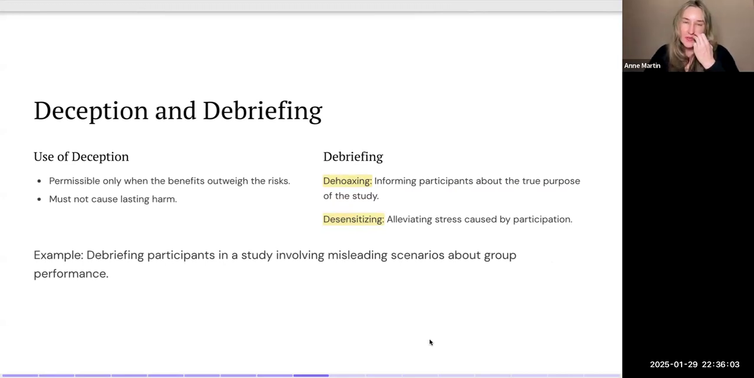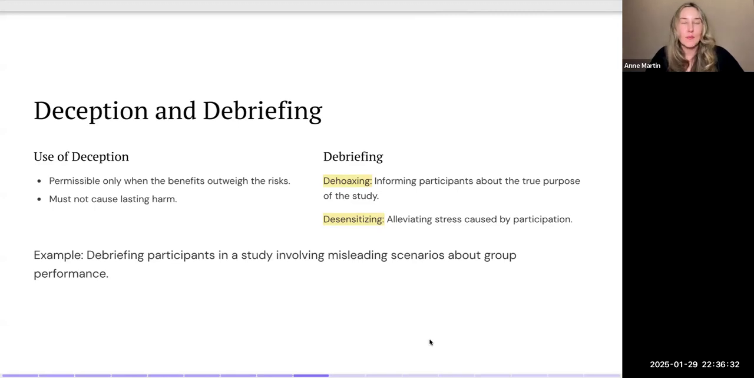So I mentioned in the informed consent, the researcher needs to tell the participant what the purpose of the study is. Well, in some cases, if the researcher tells the participant what the purpose is, it might ruin the results. And so in instances like that, where the benefit of using deception outweighs the risks, and if it wouldn't cause a lasting harm, the IRB will oftentimes approve deception.